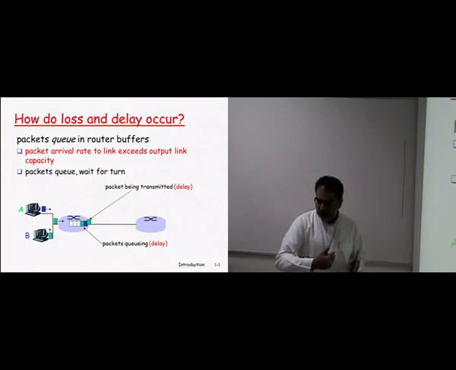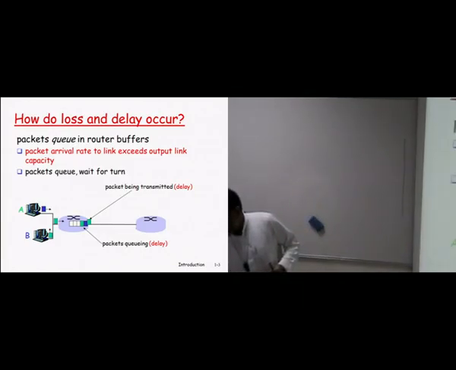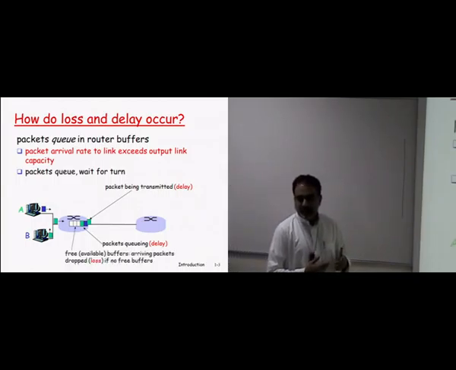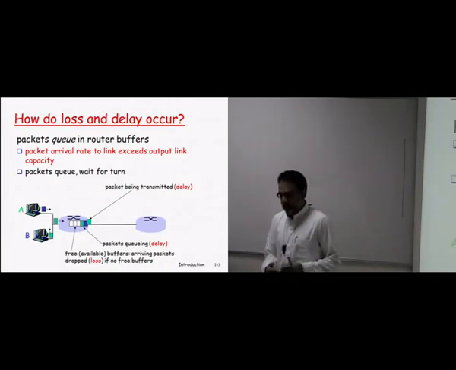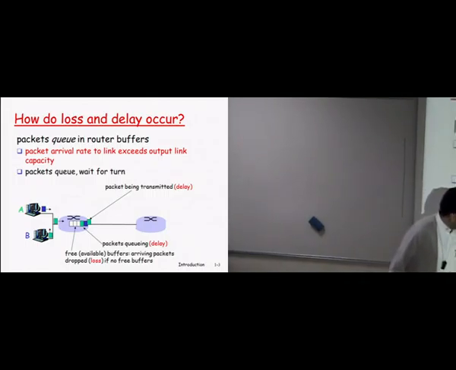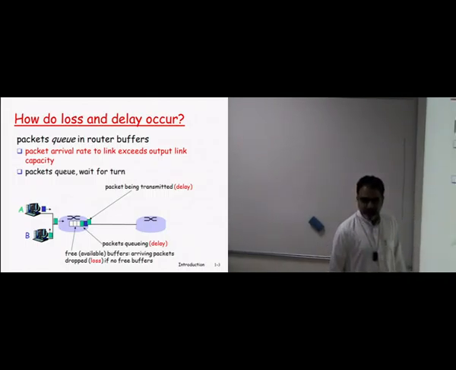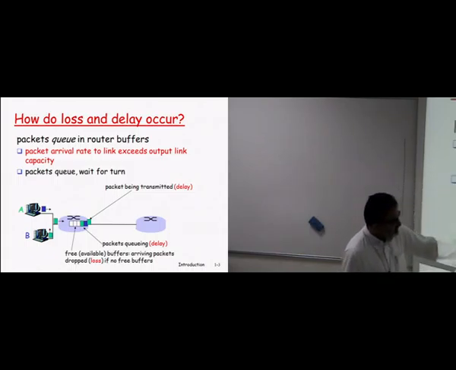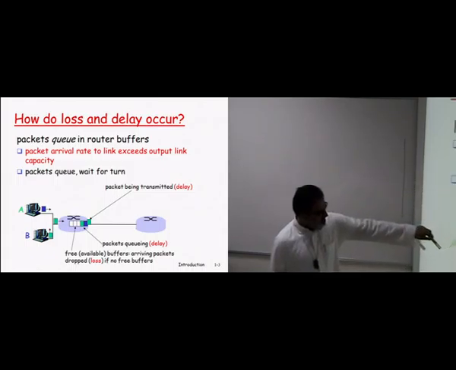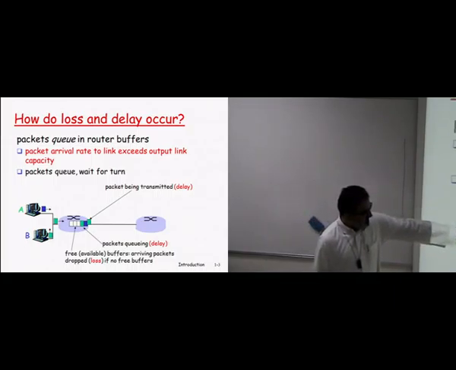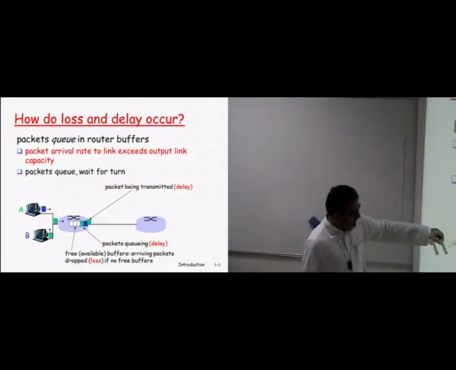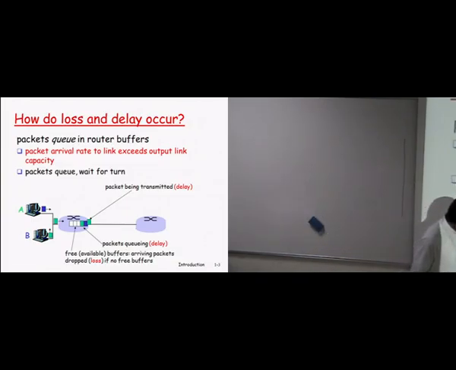Now you have to look at whether free buffers are available. These white ones are the free buffers available in the queue. The arriving packets will be stored in these free buffers if they are coming from the input link. But if there is no free buffer or available space in the queue, what will happen? The packets arriving on the input port will start dropping. They will be dropped, and this will be a loss, if there is no free buffer space available in the queue.